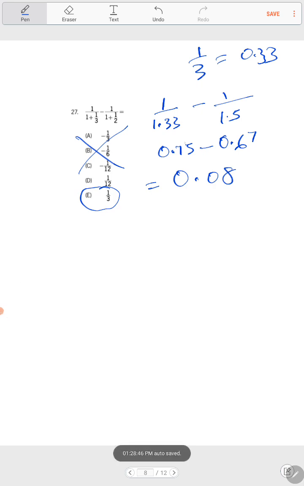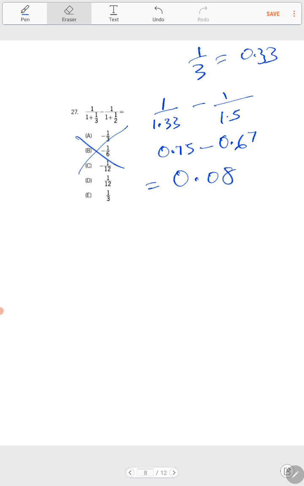Alright, so if you work this out, this is approximately 0.75 and this is approximately 0.67, and if you subtract, you are going to get approximately 0.03. Remember that 1 over 3 is 0.33, which is too high.